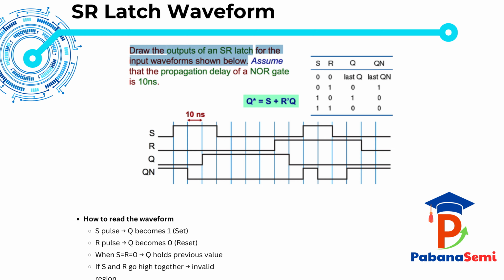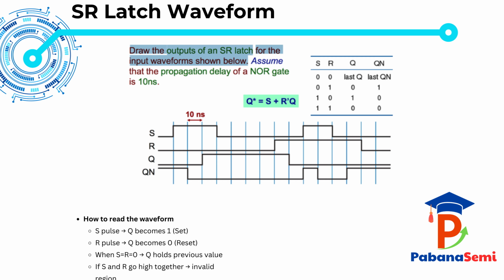Now, look at the waveform. When the first S pulse goes high, after a 10 nanosecond delay, Q becomes 1. At the same time, Q bar becomes 0. When S returns to 0 and R is still 0, the latch simply holds the value. Q stays at 1. Next, when the R signal goes high, after a 10 nanosecond delay, Q goes to 0, and Q bar becomes 1. Again, when both S and R return to 0, the latch holds the new value.